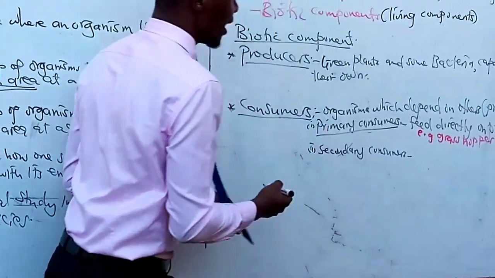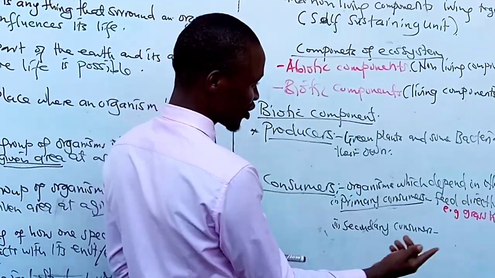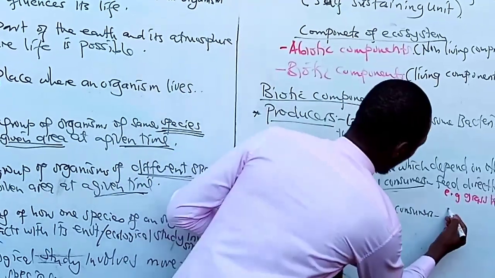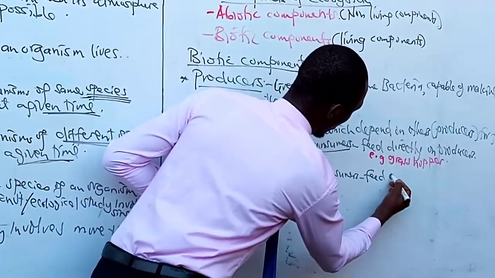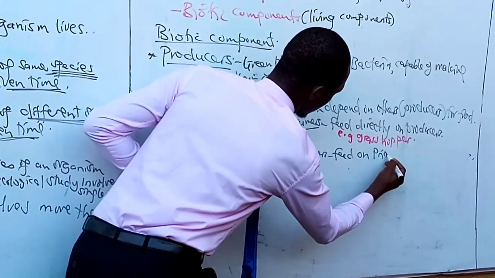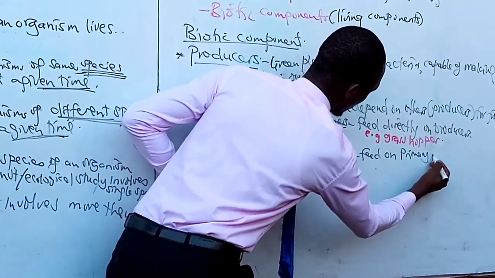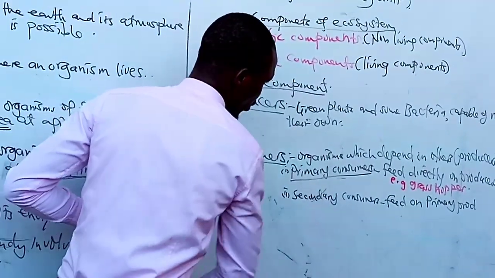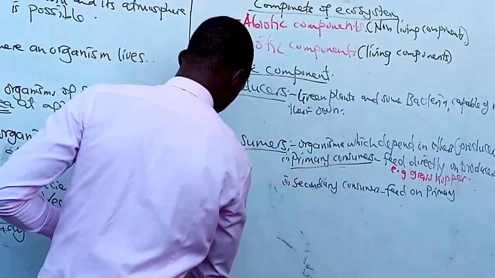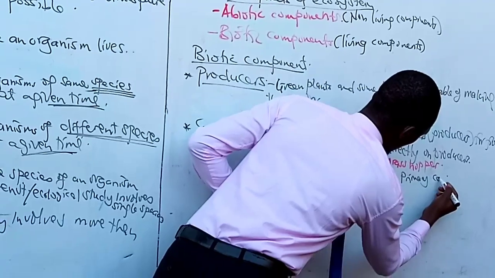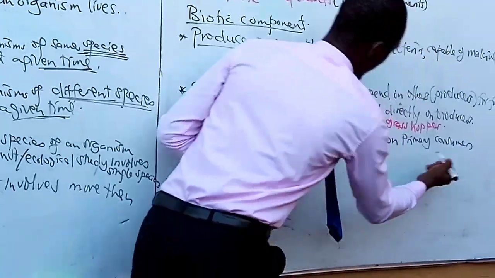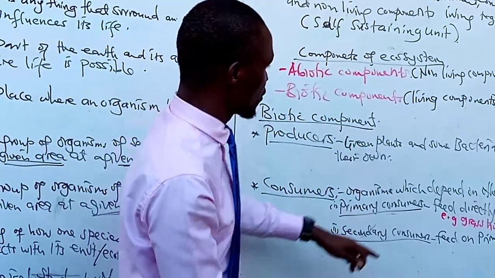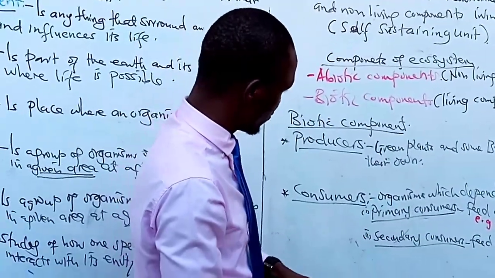Secondary consumers are the consumers which feed on primary consumers. Sorry, I said primary producers, but these ones feed on primary consumers. So the secondary consumers are those consumers which feed on primary consumers.